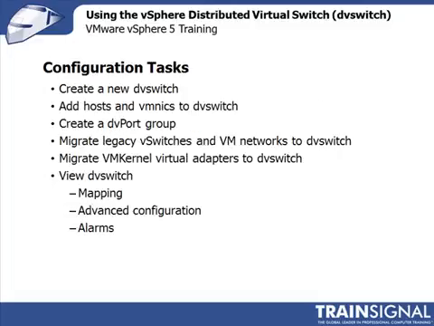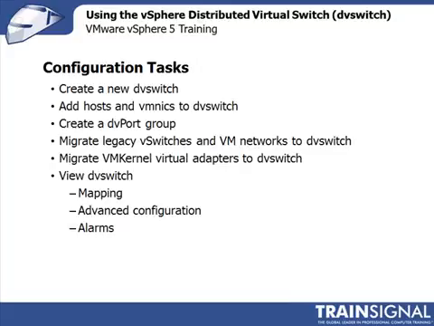Configuration tasks. What are we going to configure during this lesson? We're obviously going to create a new dvSwitch. We're going to add hosts and VM NICs and uplinks to this dvSwitch. We're also going to create a DV port group. It is the equivalent of the standard virtual switch port groups. We're going to create those on our VDS.